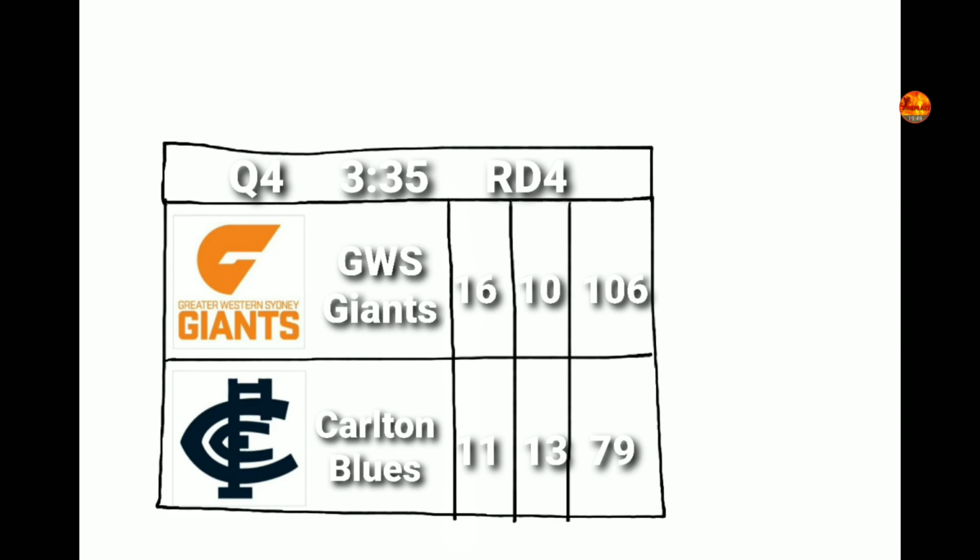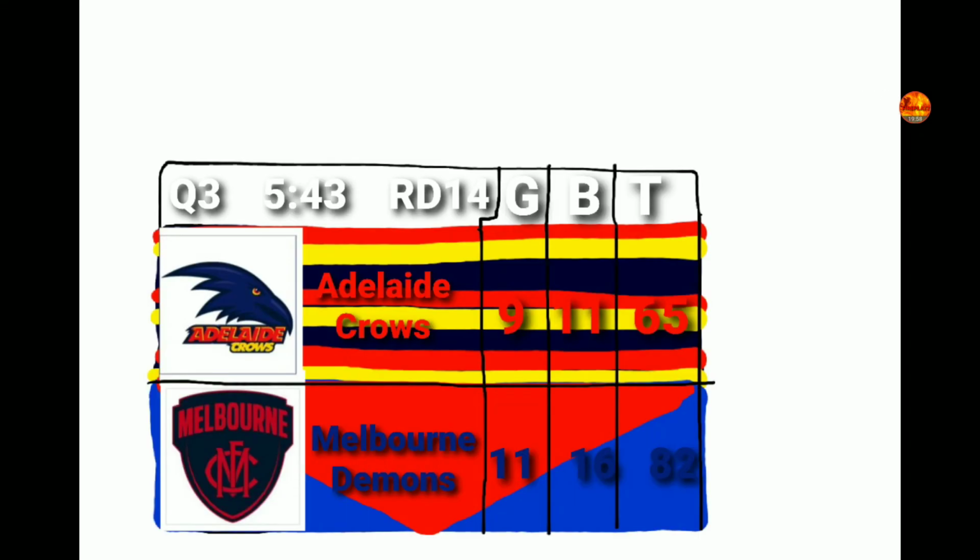So this GWS Carlton one will be getting a 6 out of 10 from me, just because of the cleanliness of it, and it just looks pretty good and pretty appealing. This Adelaide Melbourne one for me is going to be getting, I'll say, an 8 out of 10. If the writing was a little bit more legible, I'd say that would have been a little bit better, but I still don't mind it. It's still a pretty good scoreboard.